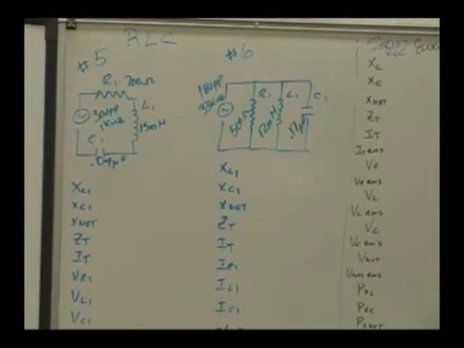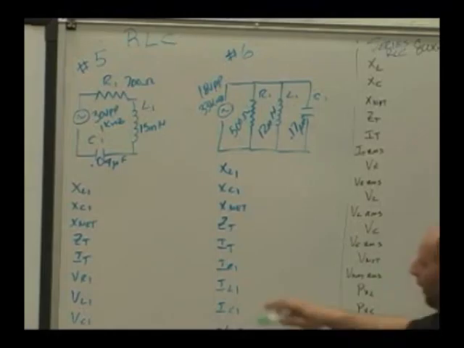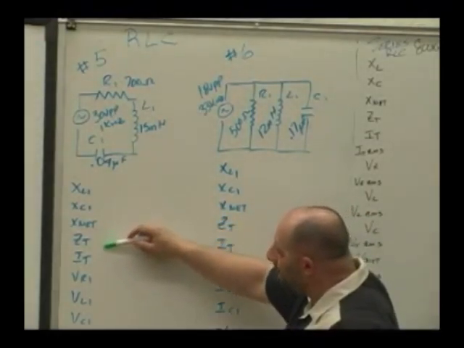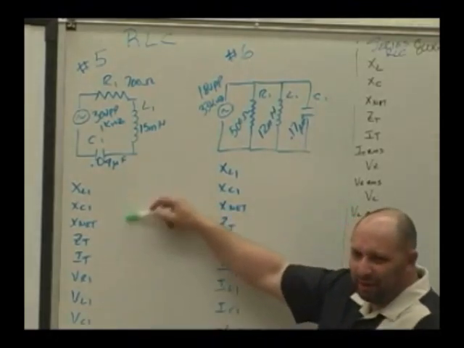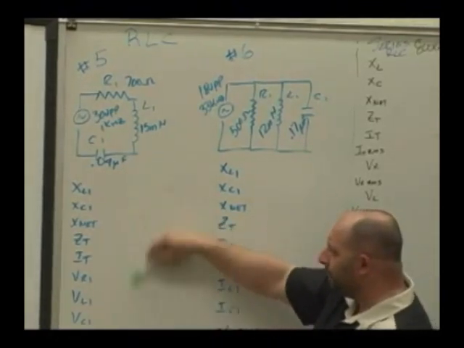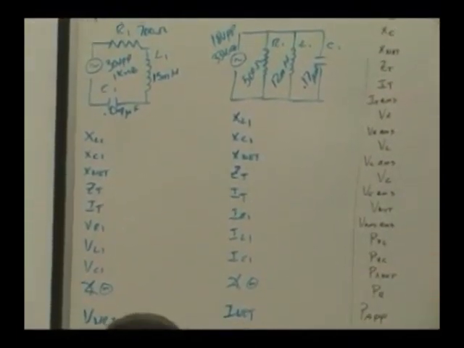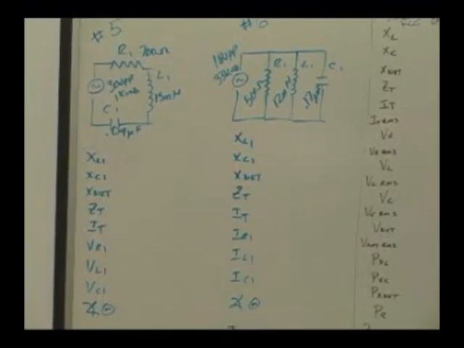So here we go. Here's where we're at, number 5. Finding XL, XC, X net, Z, all this stuff, it's pretty straightforward, isn't it? There's no tricks to this. We did the lesson, we did examples, we had homework, we did extra things, and here's some more. So wherever we left off, let's roll with it. Number 5, series RLC.